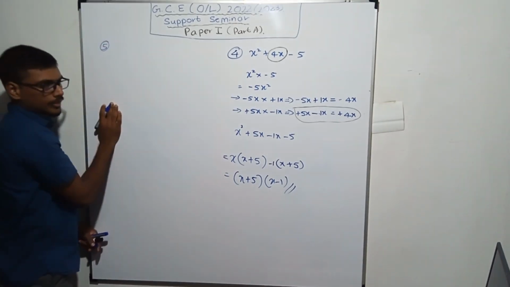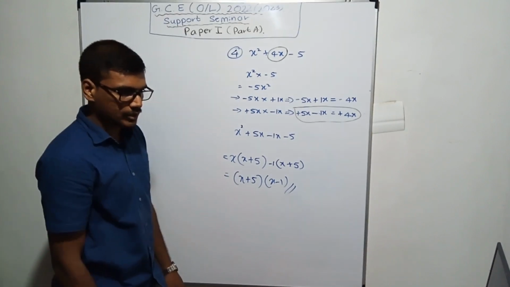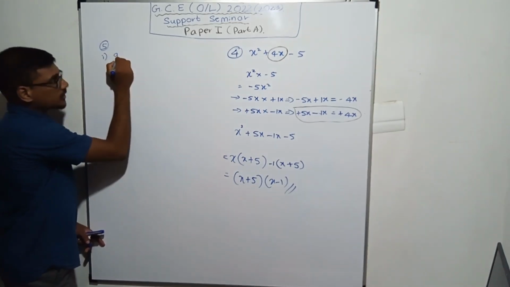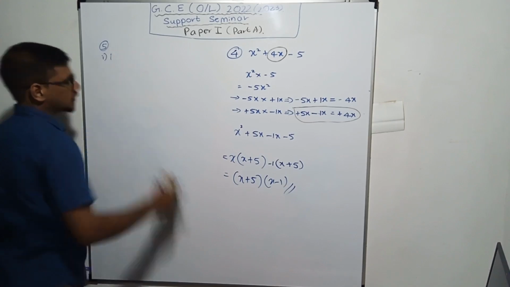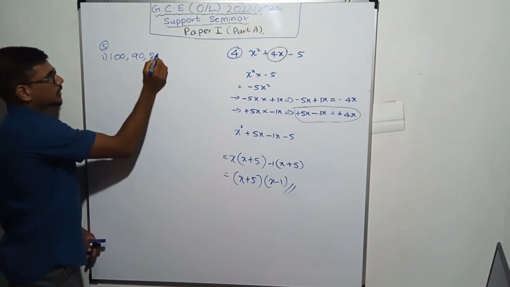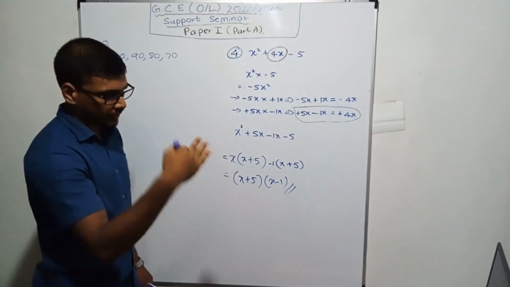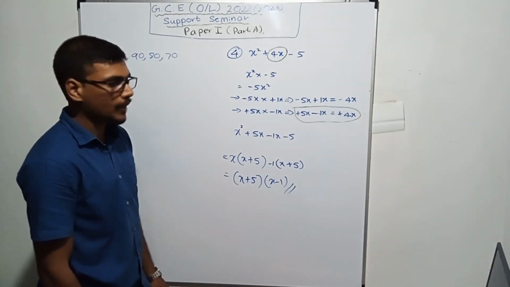Question number 5. They have given us: select and underline a geometric progression from the following sequence of numbers. First of all, it is 100, 90, 80 and then 70. Out of these, you have to check whether it is a geometric progression or not.